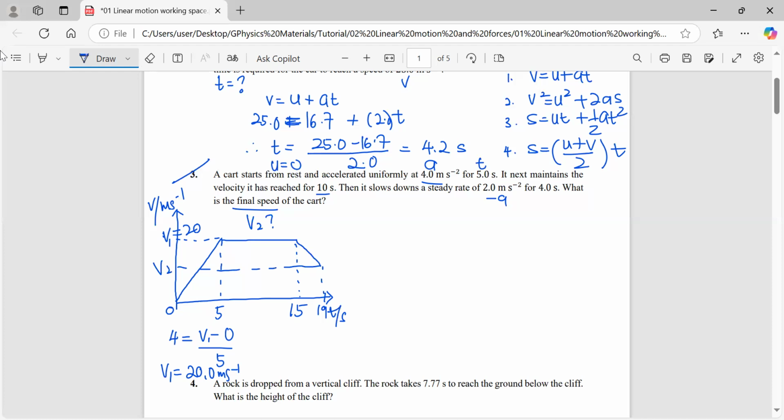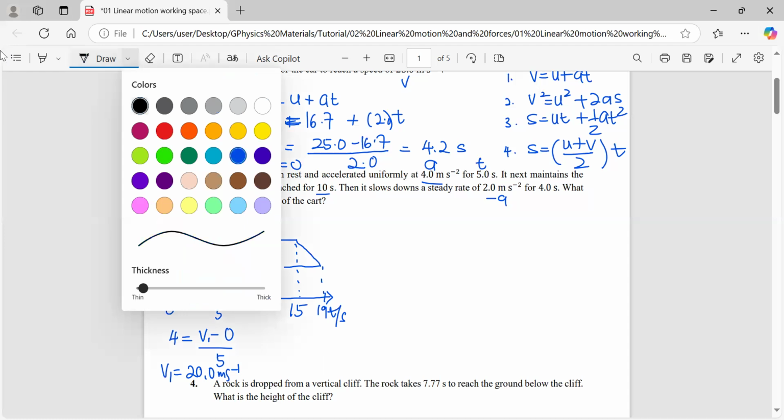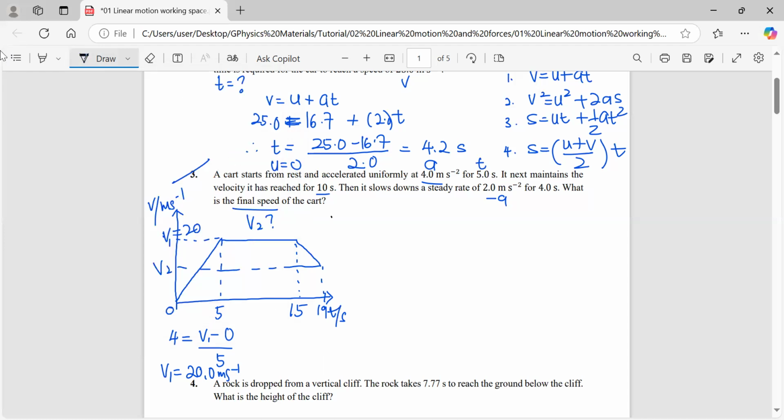So again, I can say this is part 1. Then I take this as part 2, because there is also this part here.